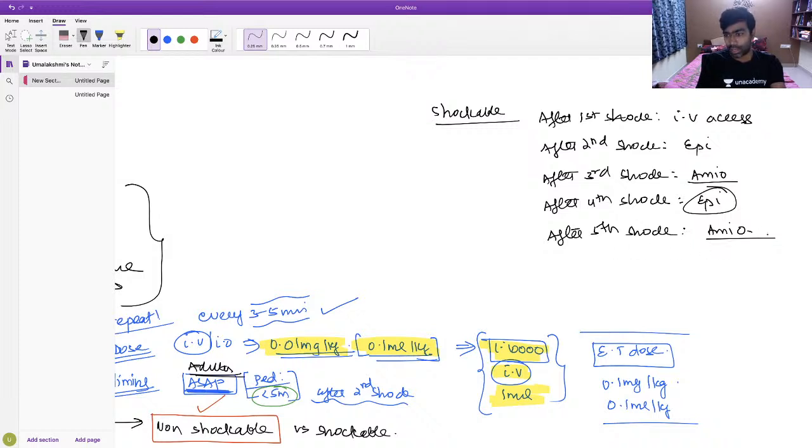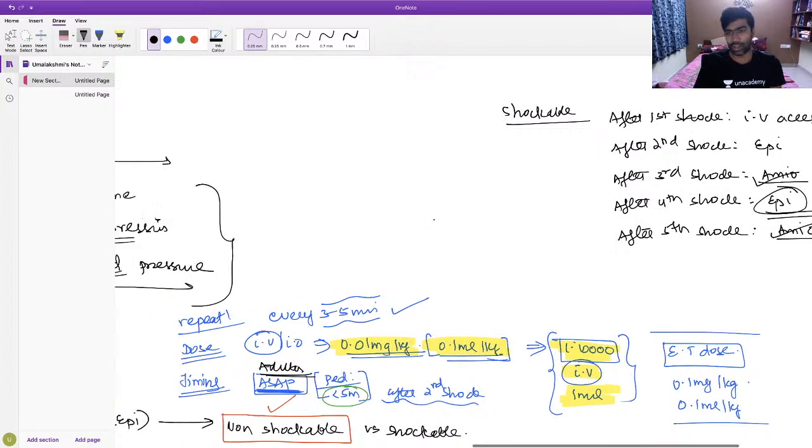Remember, amiodarone can be given up to a maximum of 3 doses only according to the protocol. After the seventh shock, once you give amiodarone for the third time, that's it; beyond that, you cannot give amiodarone. After the 8th shock, I'll be giving epinephrine. After the 9th shock, nothing. After the 10th shock, epinephrine again. After the 11th shock, nothing. After the 12th shock, epinephrine once again. So amiodarone can be given for a maximum of 3 doses, but for epinephrine there is no ceiling dose. You can give any number of doses of epinephrine, which is not going to affect your CPR in any way.